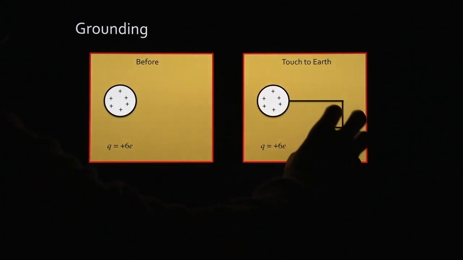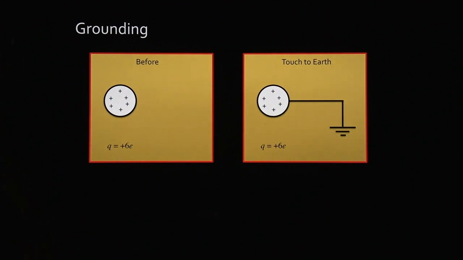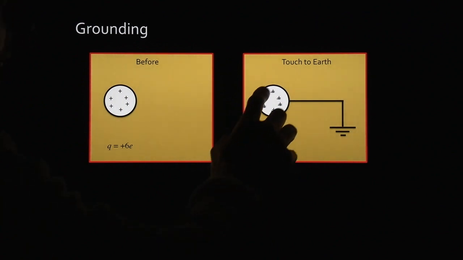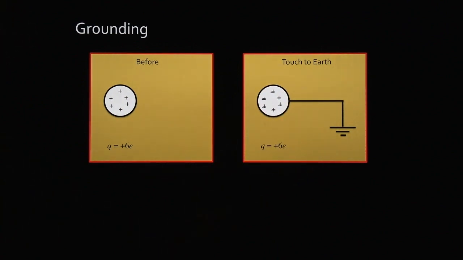So these positives attract electrons in the Earth, and here they come. Oh, there they go. You see them? Well, in case you missed the little animation, I'll show it to you again. I like it. It's fun. Watch the electrons come up. There they are. And they touch all these protons and neutralize, so we don't have plus 6e anymore. We have 0 charge. We had positive, we went to 0.